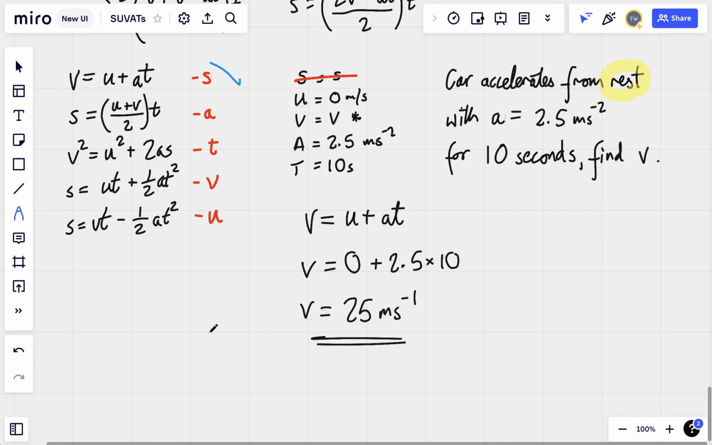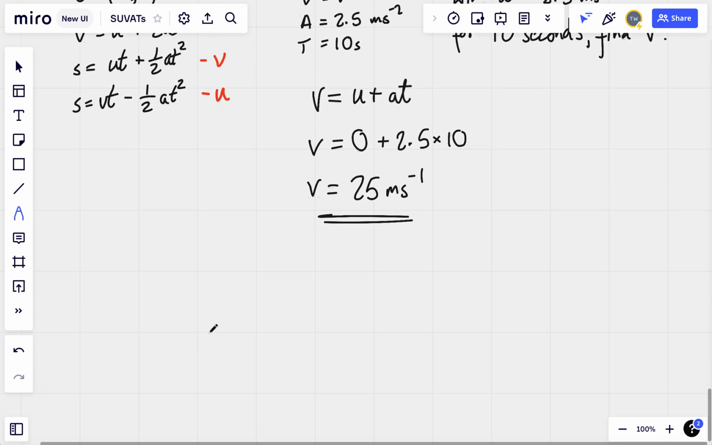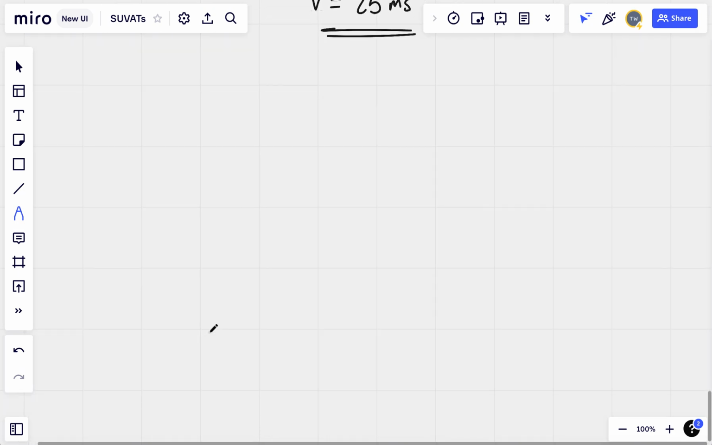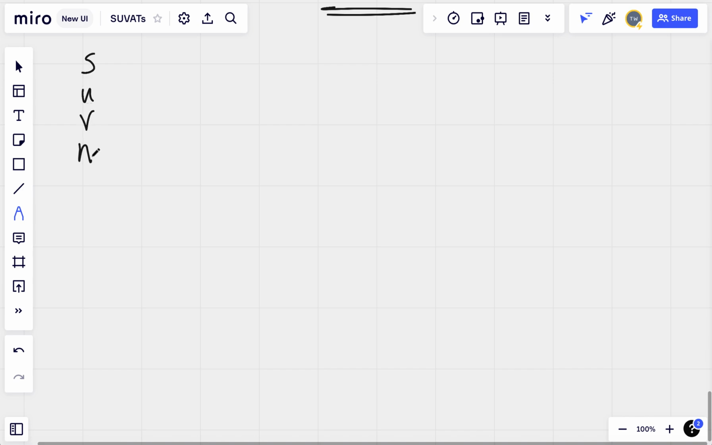Right, another question. Again, what I'm going to do before I even start this question is write SUVAT. You might think this is a real pain to do, but actually A, it's not, and B, it means you get the answer right. So actually it will save you time in the long run. You're welcome. So next one, another car accelerating. Boring.